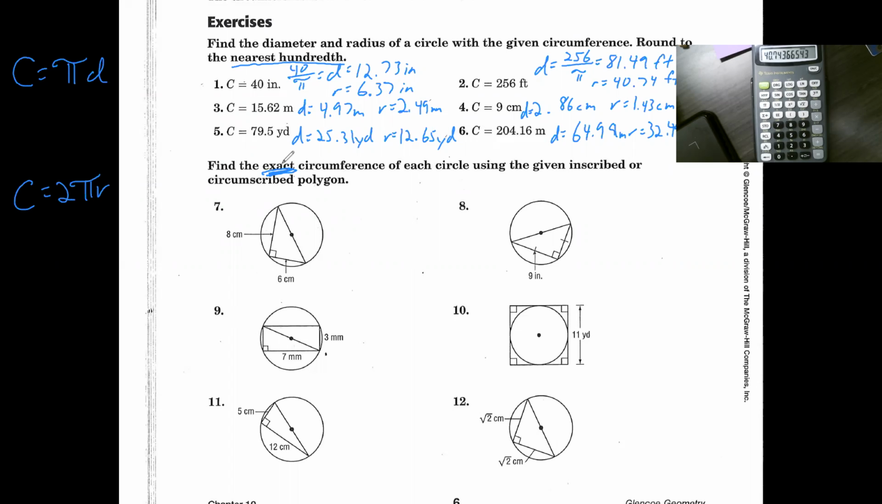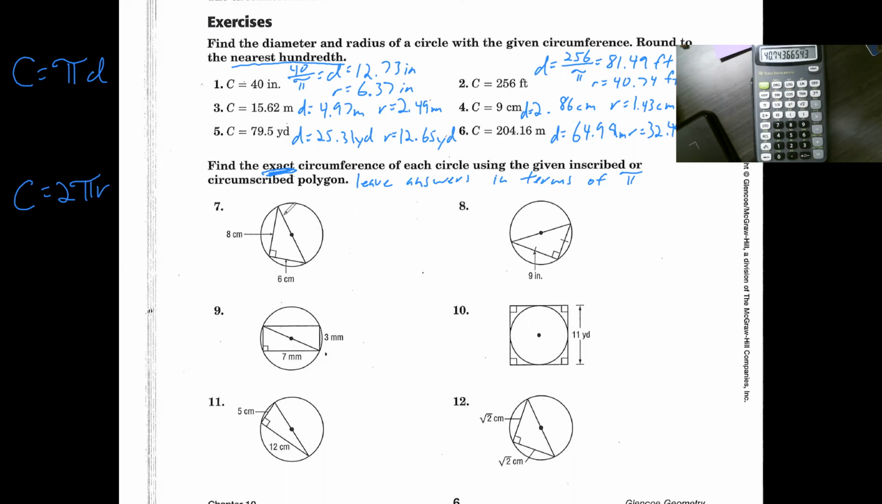So it did say find the exact. Anytime they use that word exact, that means that we want to leave our answers in terms of pi. So I'm going to write that here. Leave answers in terms of pi. Now, it also means that if we get a radical, we might also have to leave the radical as well. So these answers might look a little crazy, but that's okay.